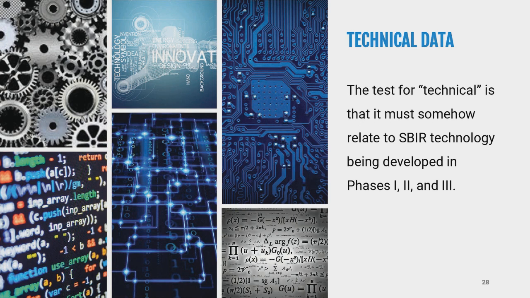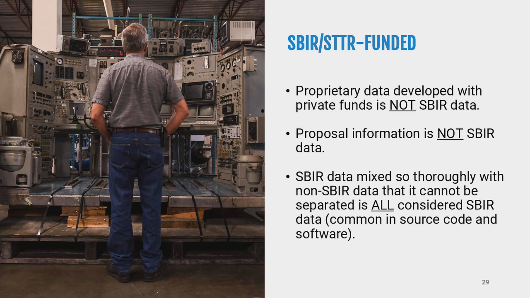Lastly, I won't go into much more detail. In order to qualify as SBIR protected data, it must be SBIR or STTR funded. So let's make sure we get to that. Next slide. So proprietary data developed with private funds is not SBIR data, but it might be protected in some other way, just not by the SBIR non-disclosure obligation of the government.